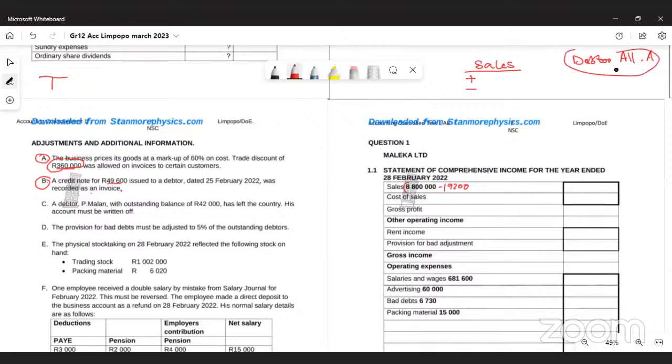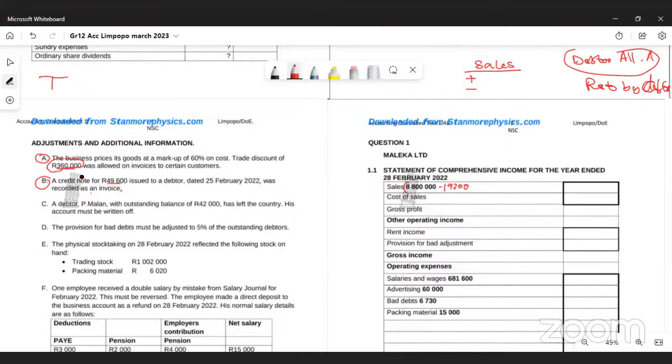So what is a debtors allowance? The debtors allowance will record the returns by the customer, by the debtor, in fact. If the debtor is returning stock to the business, we'll record it on the debtors allowance journal or on the debtors allowance account. And also an approved debtors allowance as well, but we won't go into that. Now, a trade note of 49,000 issued to a debtor.